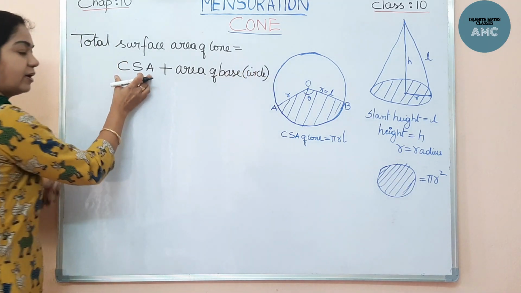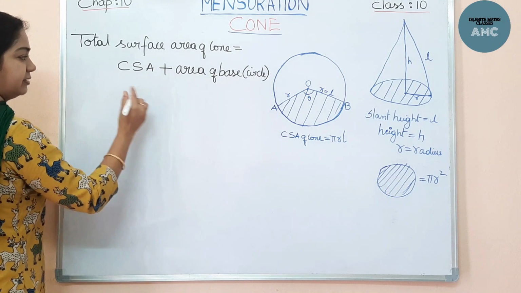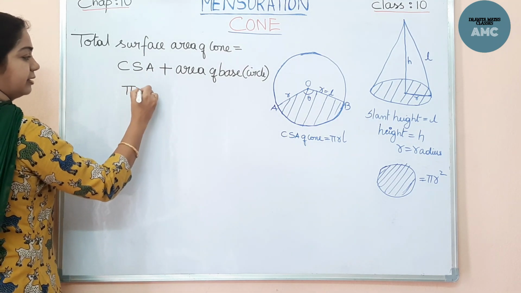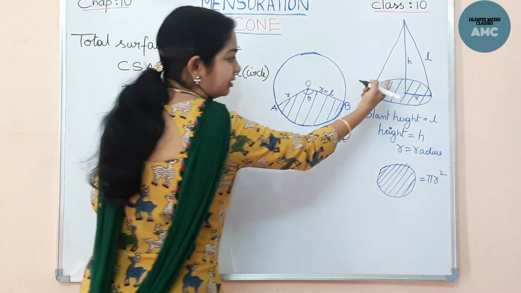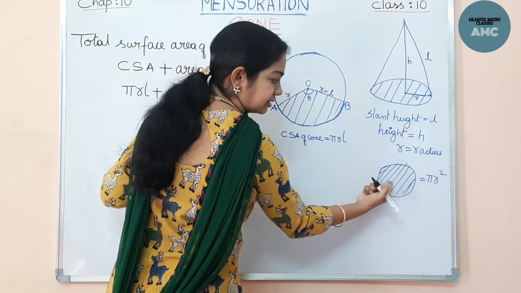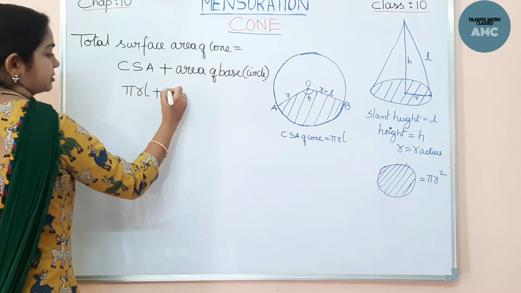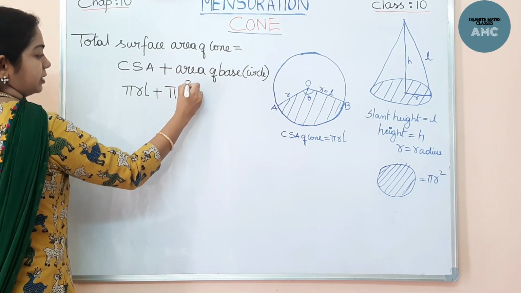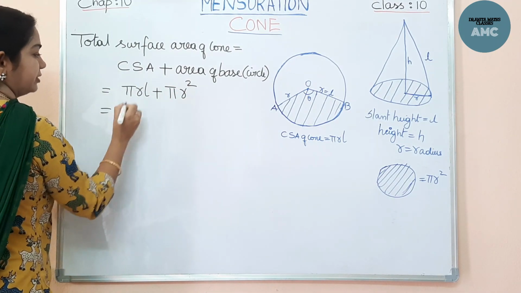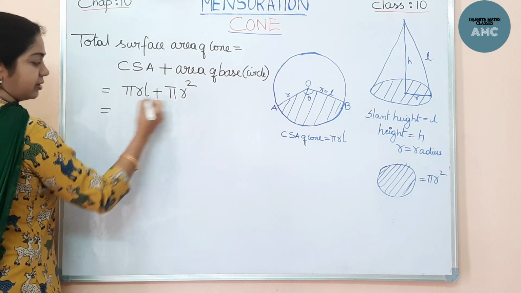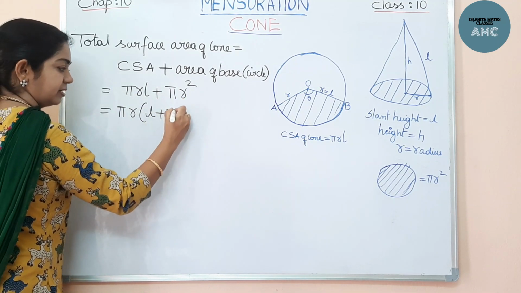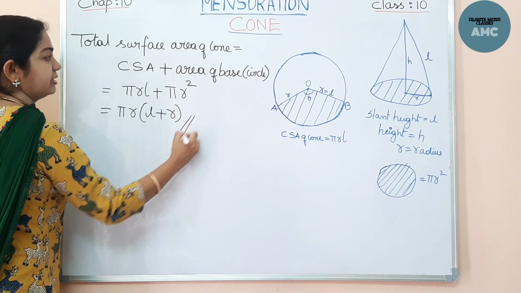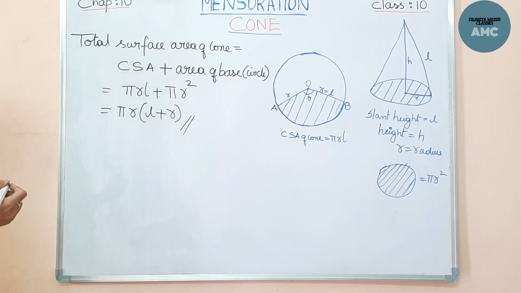So, now we found out the CSA. CSA is nothing but pi r L plus the area of the base. The base of the cone is a circle, so the area is pi r square. So pi r square. Now take the common things. Pi r is common in both. So pi r into L plus R. The leftover is L plus R. This is the TSA of a cone.